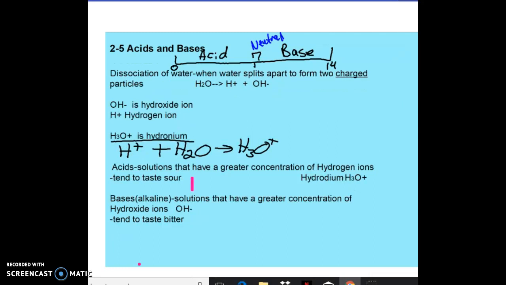Acids in their formula always start with a hydrogen. So this is hydrochloric acid. You can see, again, the first part of an acid is always hydrogen. And that's true of any acid formula. So when acids are combined with water, the hydrogen actually gets stripped off of that formula and then combines with a water molecule to form hydronium.